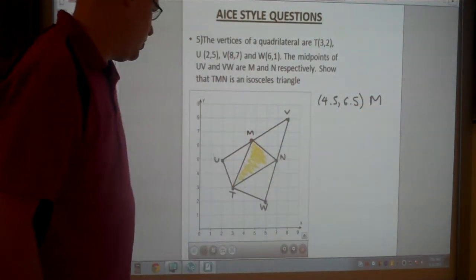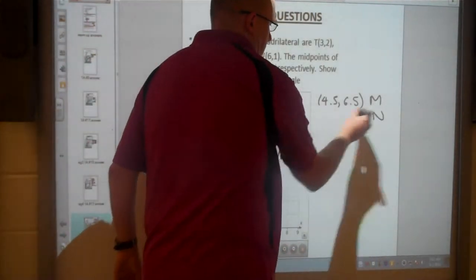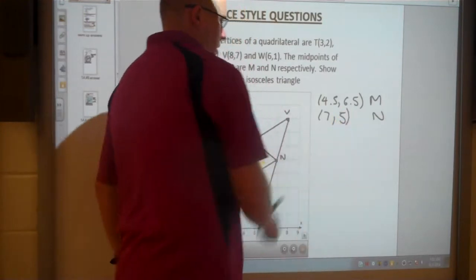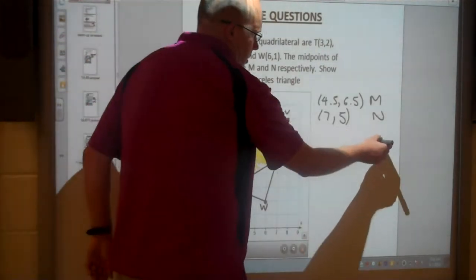And for N, it should actually be perfectly a whole number. It should be 7.5. And you should check that you agree with that just before we go on to the next part. Now T we already have as 3.3.